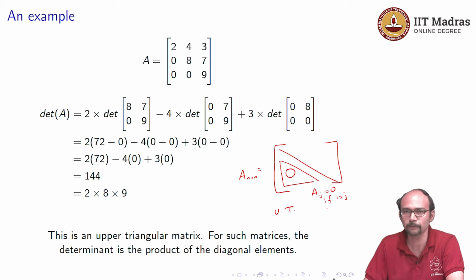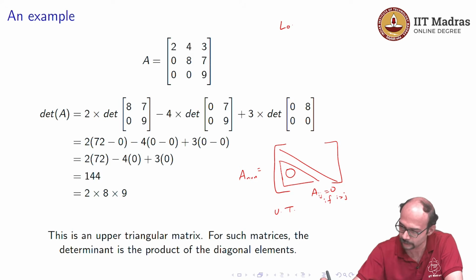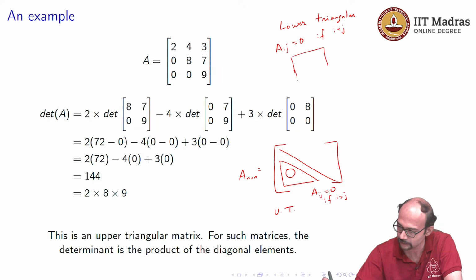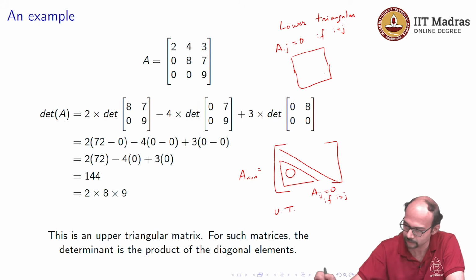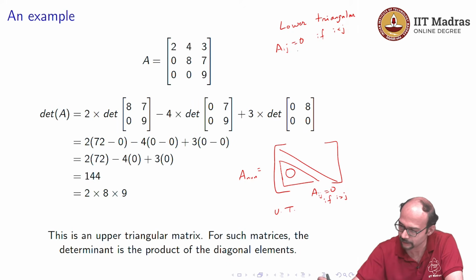Similarly, we have lower triangular. A lower triangular matrix, again n by n, is one where Aij is 0 if, this time, i is strictly less than j. Okay, so how does that look? Oops, not a table but a matrix.